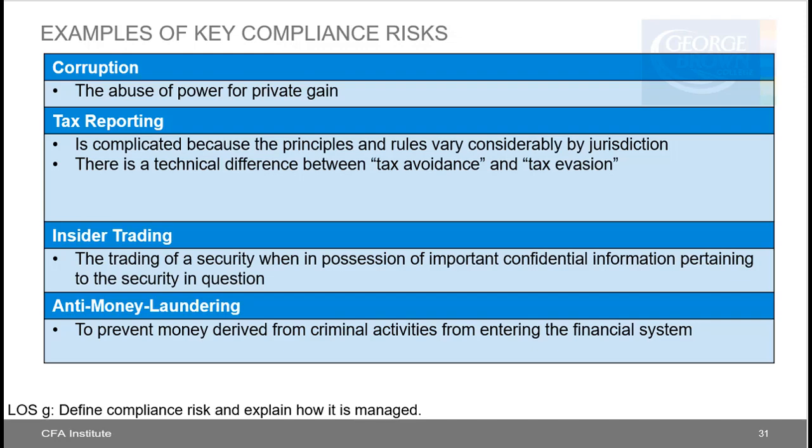Tax reporting is complicated because the principles and rules vary considerably by jurisdiction. Companies are continuously developing financial and legal structures, often with the intention of minimizing taxes overall. There is a technical difference between tax avoidance, which means using tax code provisions to minimize the tax that is owed, and tax evasion, which means not paying taxes in violation of the law. So that's an important thing to understand, the difference between tax avoidance and tax evasion. You can avoid tax, you can minimize your tax using available laws and codes and provisions, but tax evasion means not paying taxes in violation of the law. So just remember the difference between avoidance and evasion.